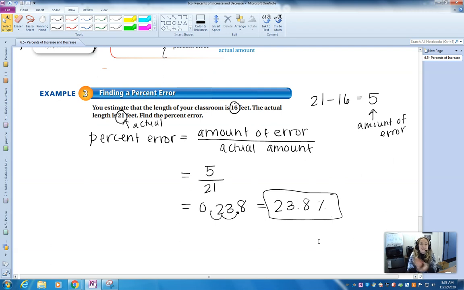Okay. That is section 6.5. Make sure you have this all down in your notebook, and we will begin the big ideas assignment soon.